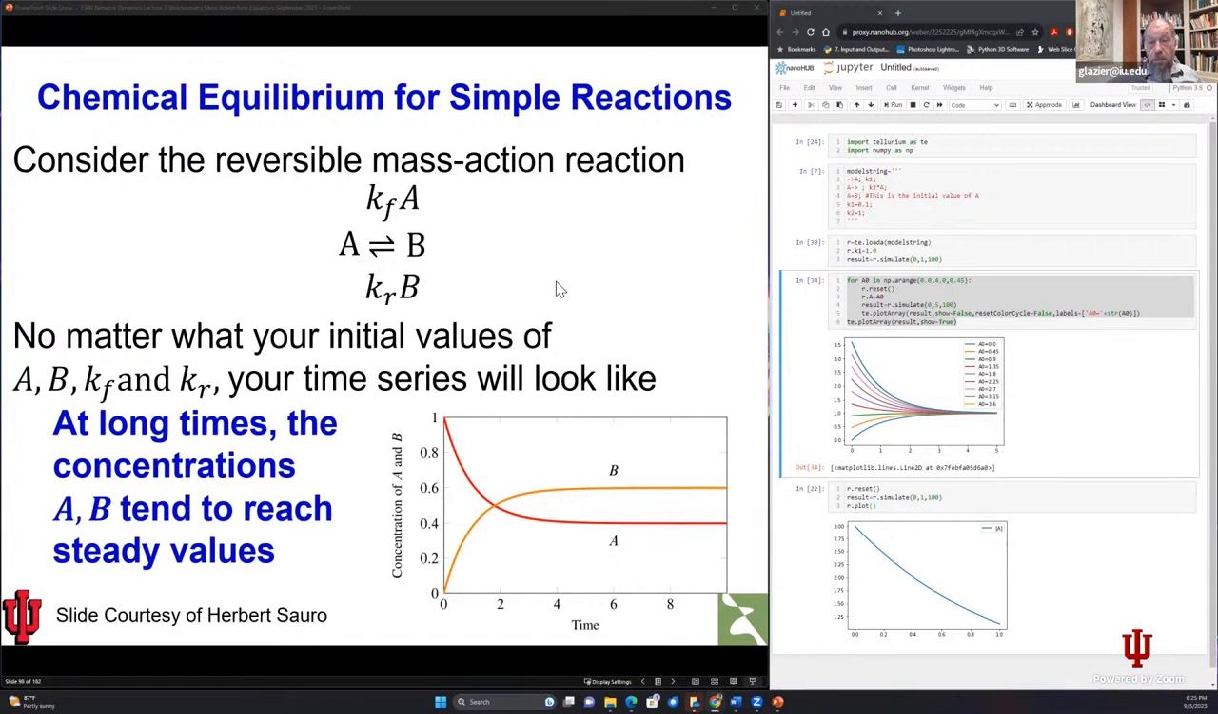Now I want to talk a little bit about chemical equilibrium. We talked about steady state, and I mentioned that steady state and chemical equilibrium aren't the same. So let's suppose that I have a chemical reaction. A goes to B and B goes to A. We'll assume mass action. So the forward rate is KF times A. The backward rate is KR times B. If I run this, no matter what my initial values look like, B and A will reach steady state.